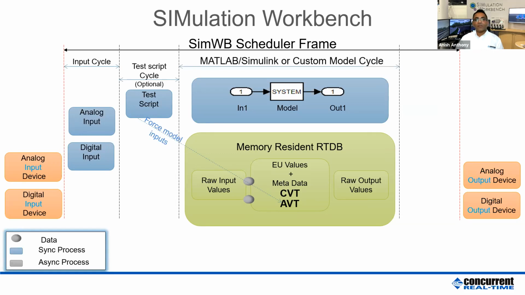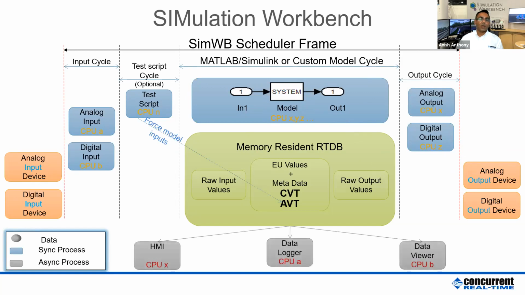Then we have the third subcycle, which is the MATLAB Simulink or custom model cycle, where you take the data from the database, process it, create the output, and put it back into the real-time database. The fourth subcycle is the output cycle, where you take the data and send it out to the physical world. All of this is taking place in real time.